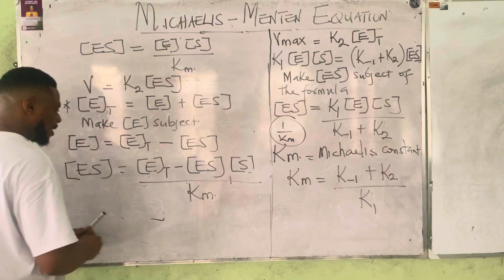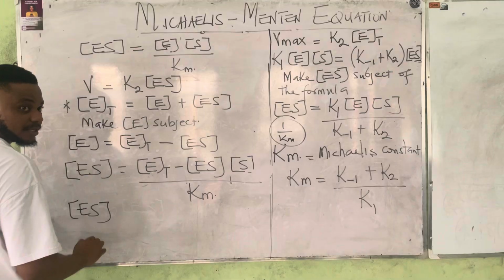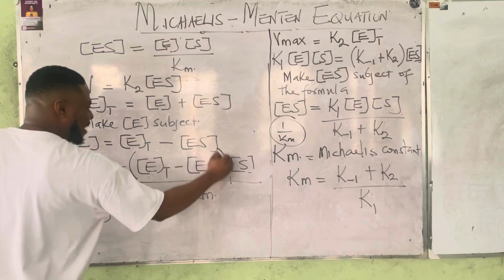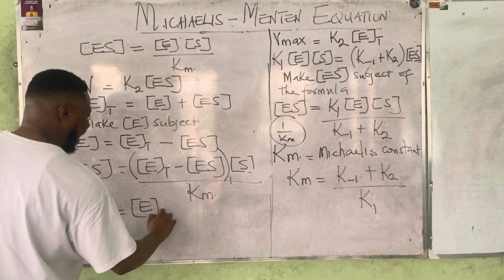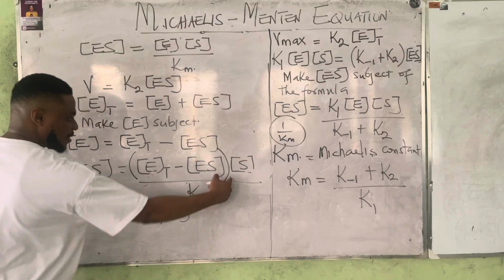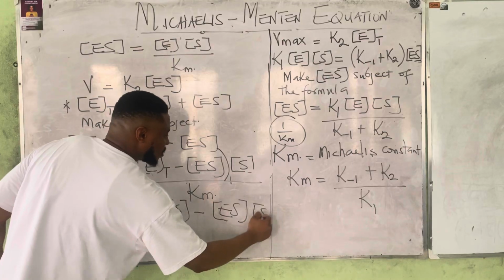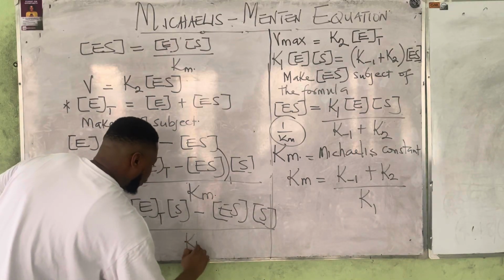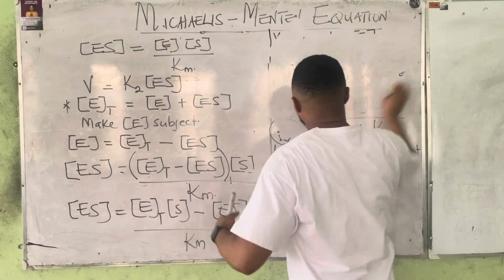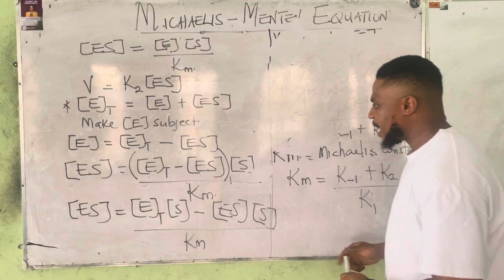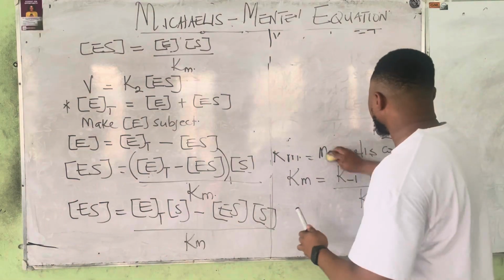Are you following? So what we have to do now is our ES will now be equals to, now we put this guy in brackets and expand. This will now be total enzyme concentration times S minus enzyme substrate complex concentration times what? S divided by what? Km. Are we together? Yes. All right. Okay. So now, our aim now is to make ES subject to a formula. Okay? Make our ES subject to the formula.